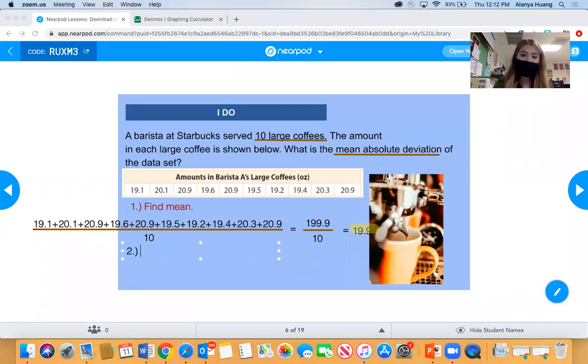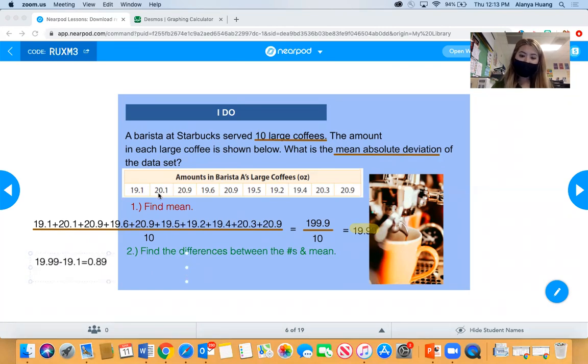Our second step is to find the difference, or the differences between the numbers and mean. Okay, for this step, I'm going to start over here. So we have 19.1 and we have 19.99. So I'm going to start with 19.99 minus 19.1, and that gives us 0.89.